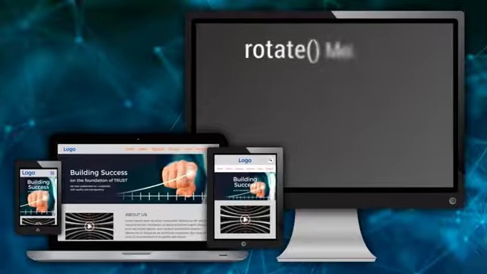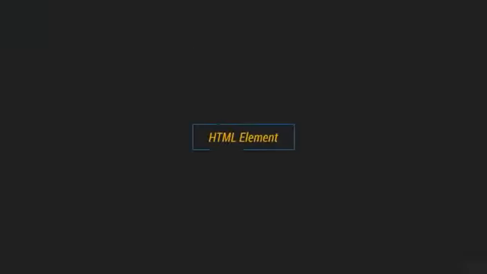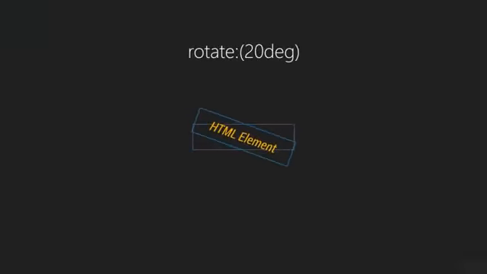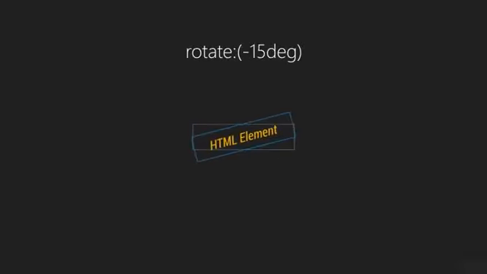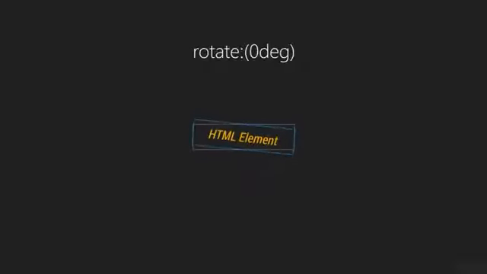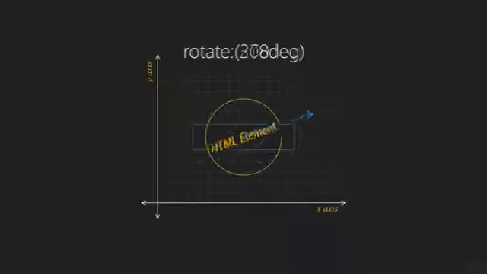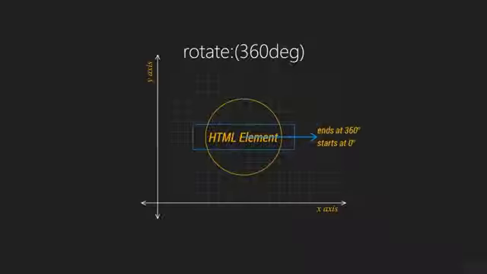The transform rotate function is used for rotating the element to a given degree. That is, it rotates the element based on the angle that you provide as an argument. It rotates the element in a two-dimensional space, that is x and y plane. The rotation is clockwise and starts from 0 degree to 360 degrees.